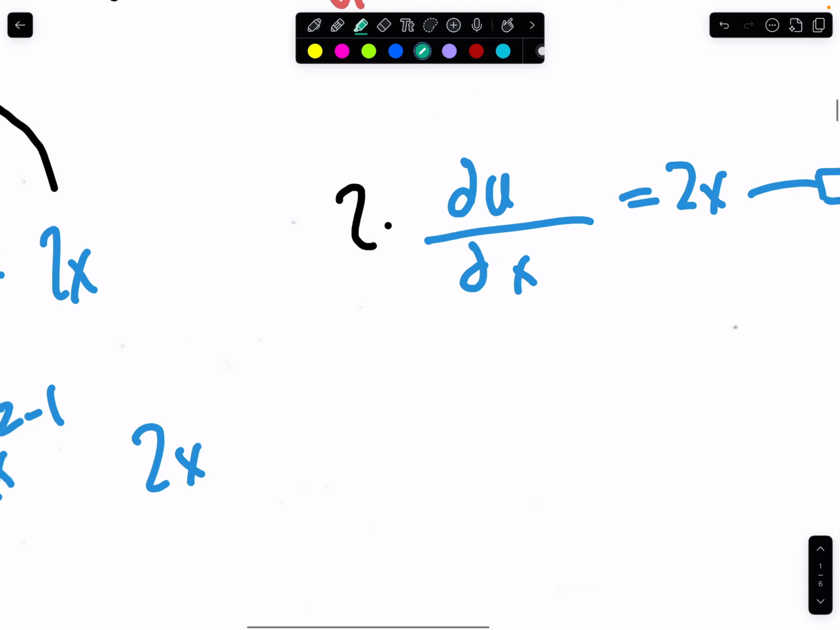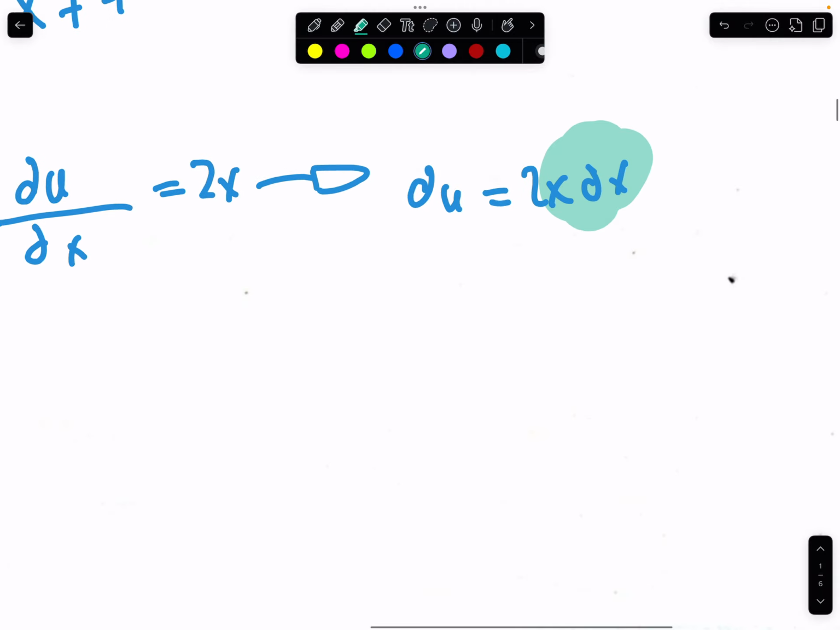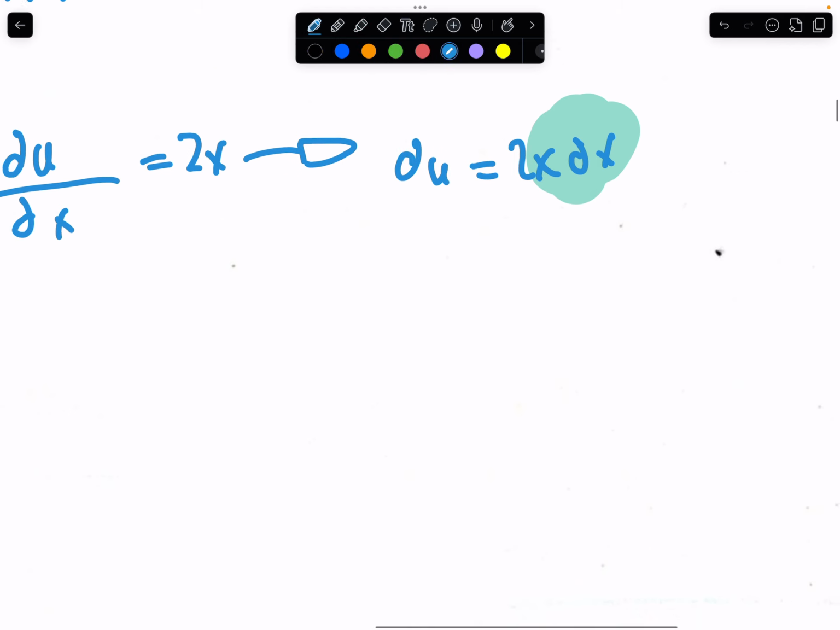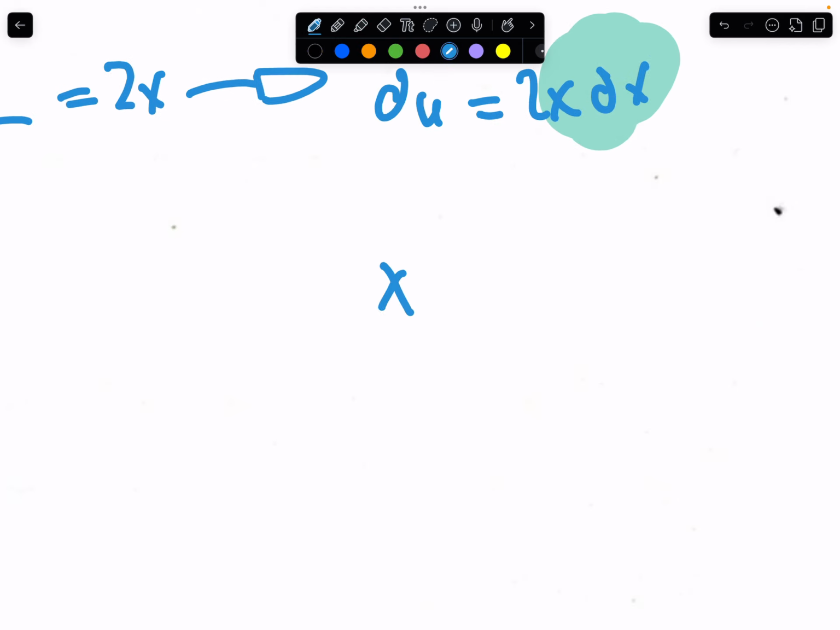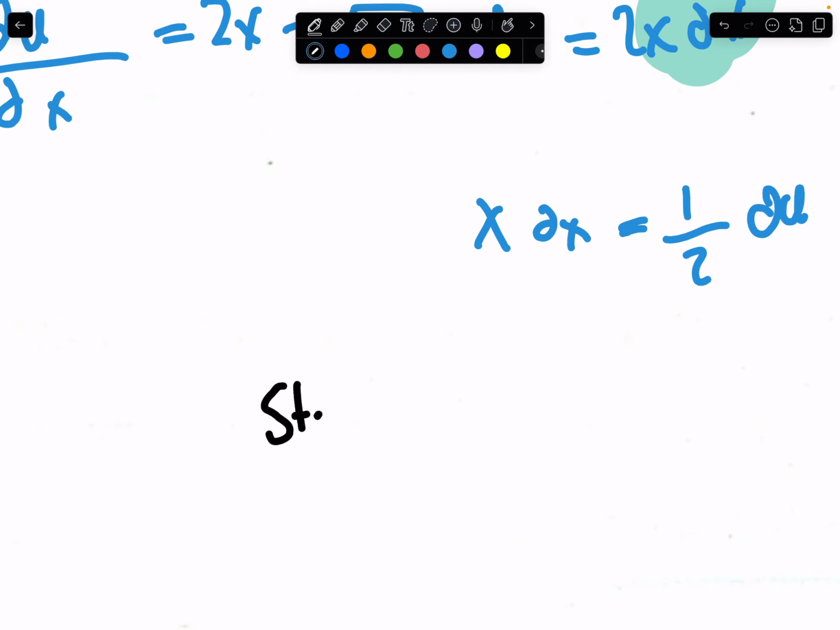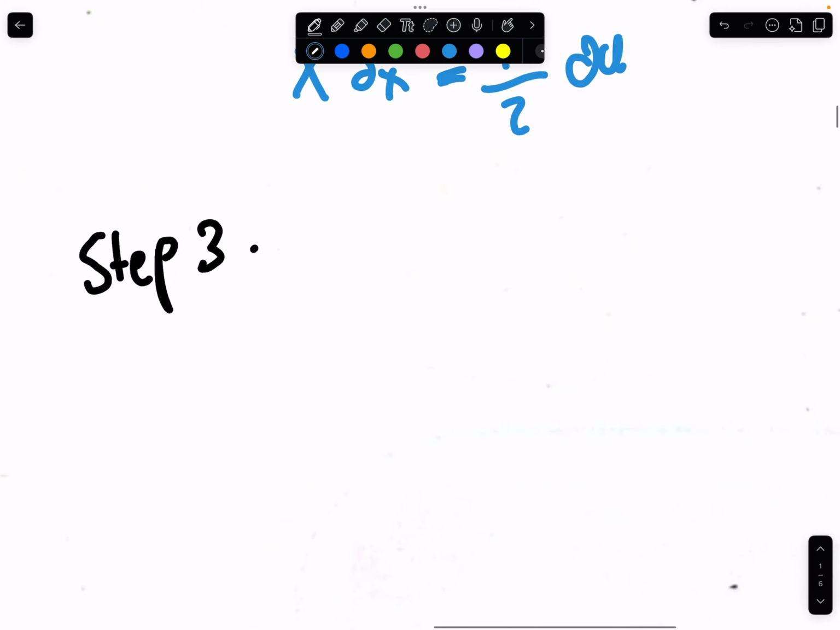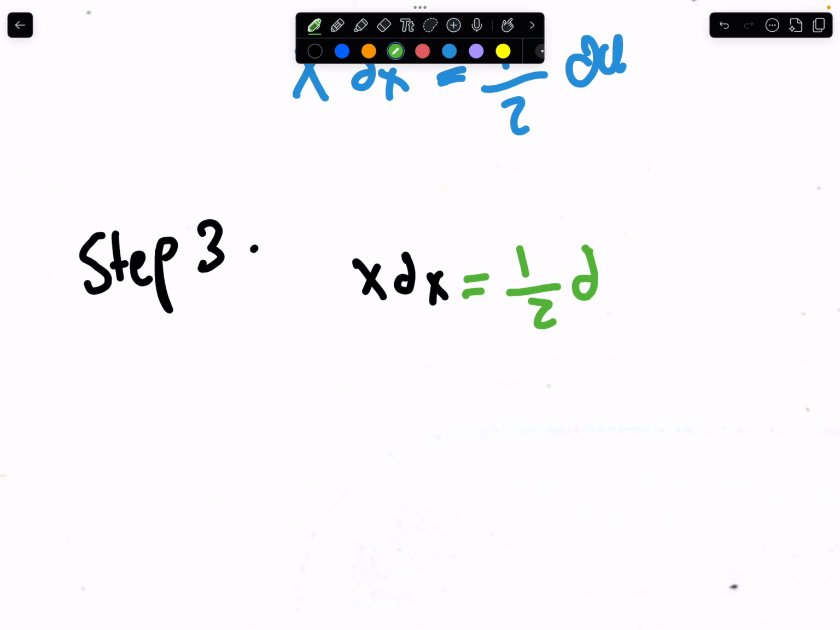Just look at the actual piece we have. In the question, we have x dx. In our expression for du, we have 2x dx. So we can just solve for x dx. That's the key. x dx is equal to half du. And now for step 3, we substitute everything into the integral. Replace both parts: x dx is equal to half du, and x squared plus 9 is equal to u.